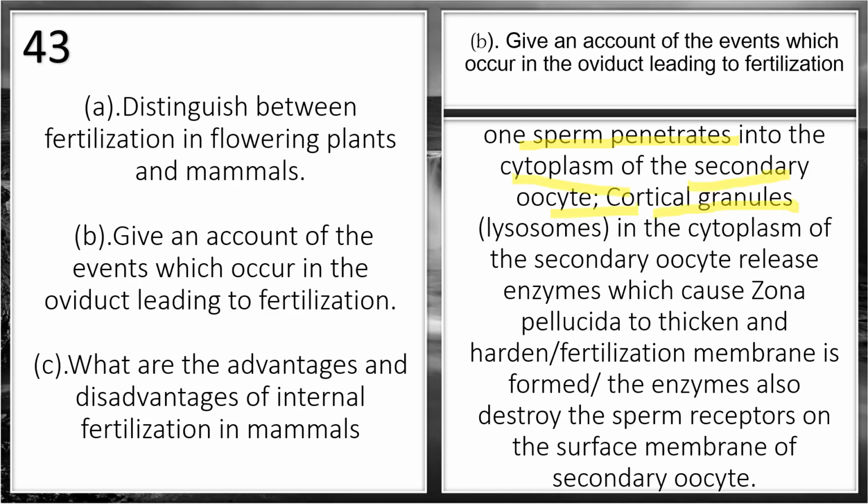Then the cortical granules, the lysosomes, in the cytoplasm of the secondary oocyte release an enzyme which causes the zona pellucida to thicken and harden to form a fertilization membrane, and the enzyme also destroys the sperm receptors on the surface membrane of the secondary oocyte.